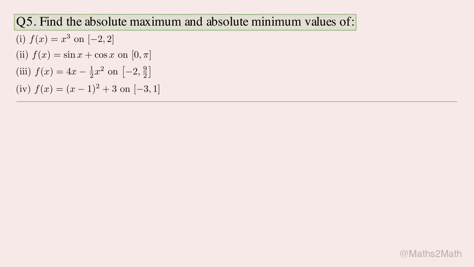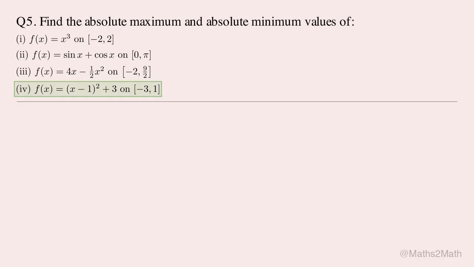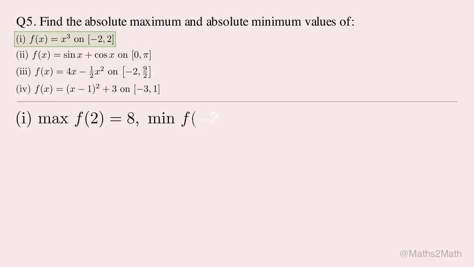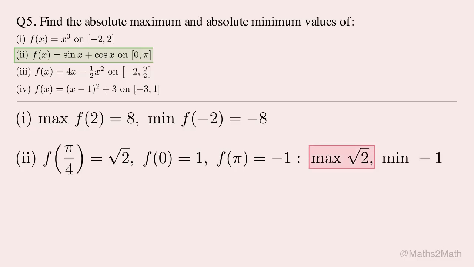Question 5. Absolute extrema on closed intervals. Compare critical values with endpoint values. 4 short comparisons. Part 1, x cubed is increasing, so the endpoints give everything. Maximum 8 at 2, minimum -8 at -2. Part 2, the critical point pi over 4 gives root 2, endpoints give 1 and minus 1. Maximum root 2, minimum minus 1.